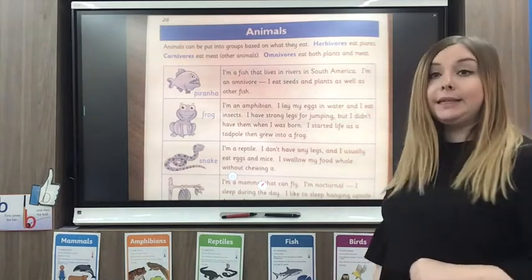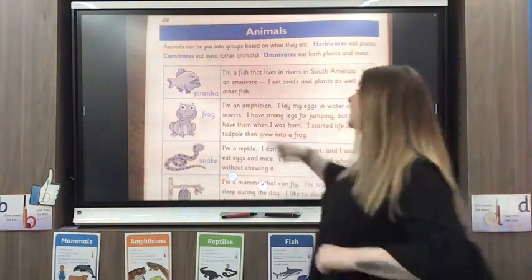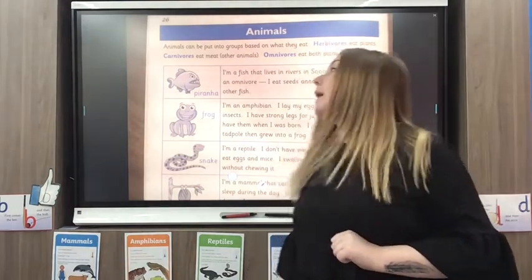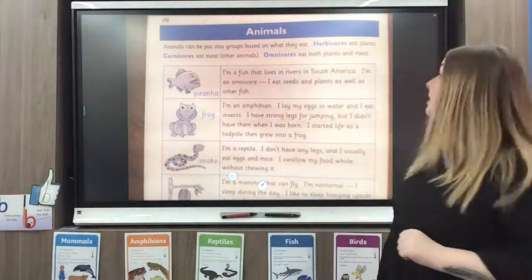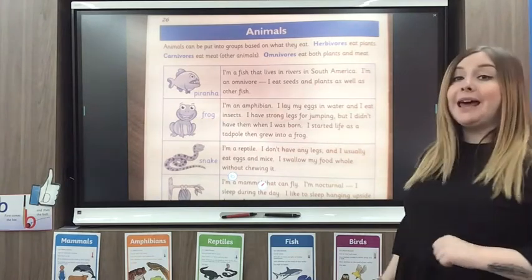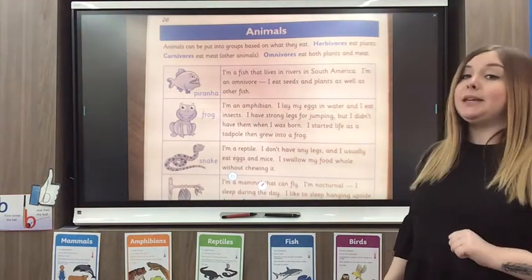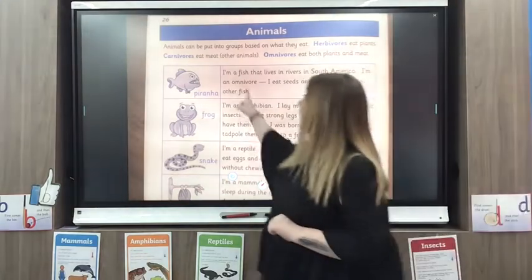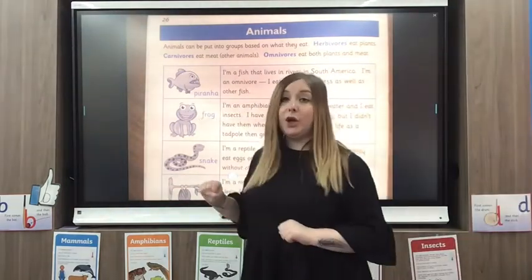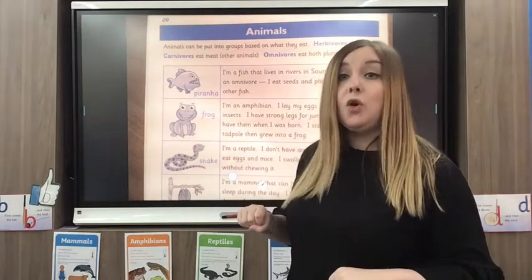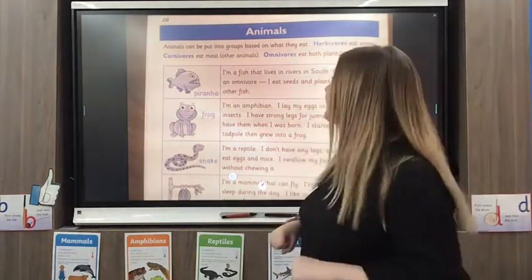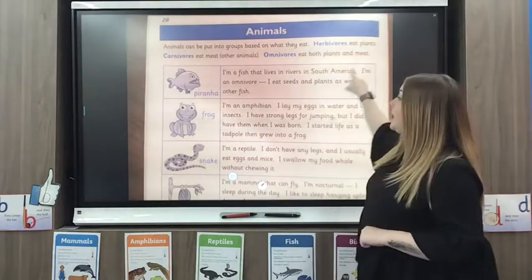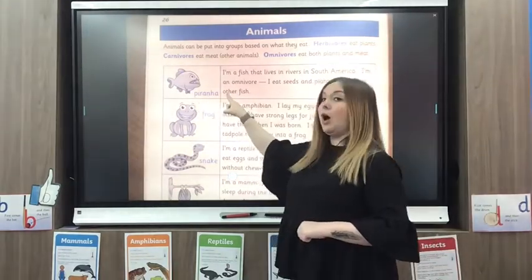Carnivores eat meat. And when it says eat meat, it means that they eat other animals. Okay. And omnivores eat both plants and meat. So I'm going to read you the first box about this first animal, and then you're going to read the rest of it. So all of this information is about piranhas.